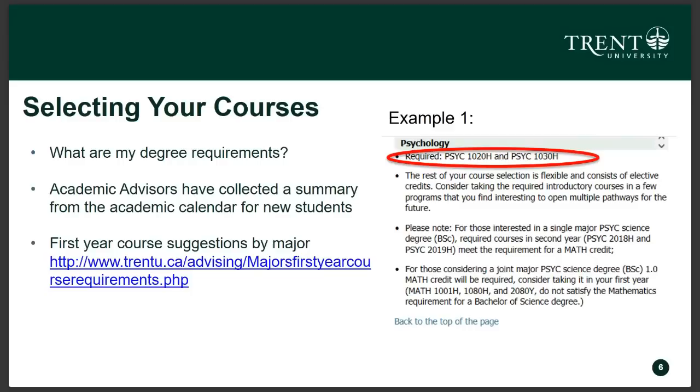What we would like you to consider is taking required introductory courses for a few different programs that you might find interesting, to open multiple pathways for the future. A lot of the time, students start taking electives and then realize that this is a whole new passion that they're just recently exploring, and the next thing you know, they're going to choose it as their major or joint major. So your electives are just as important as your major requirements. Please take some time and explore things that are interesting to you.